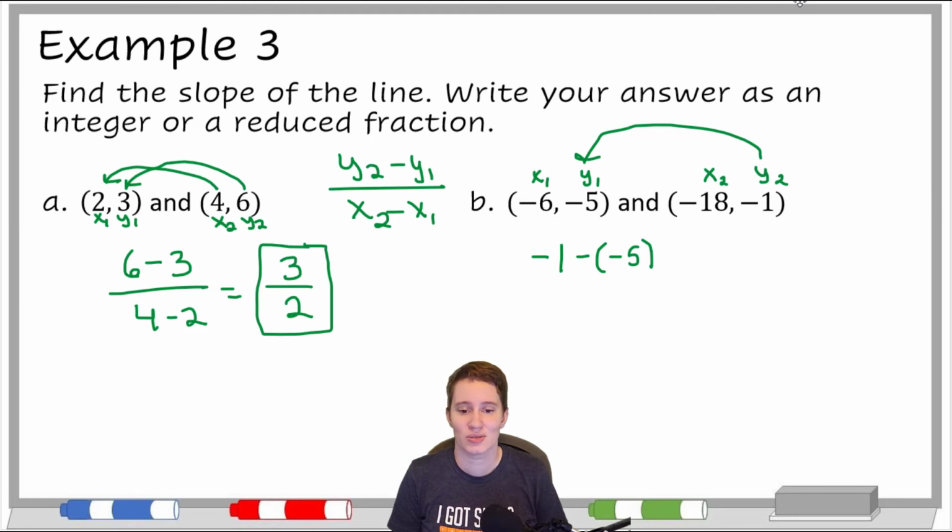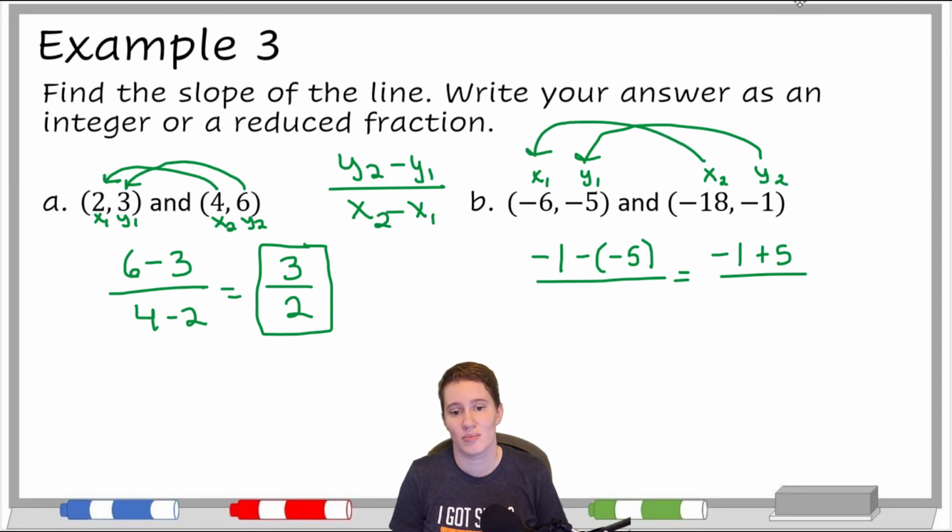So this is the same thing as when we have double negatives in English. When we have 2 negatives next to each other, they actually make what we have positive. Subtracting a negative actually adds. So this would really be -1 plus 5. And then we will do the same thing with our x's actually. We'll do -18 minus -6.